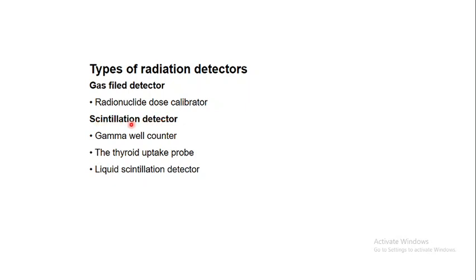Scintillation detectors have a semiconductor solid detector that, on receiving photons of energy, emits electrons. These electrons are then amplified and used for the detection and counting of radiations. Among scintillation detectors, the gamma well counter, thyroid uptake probe, and liquid scintillation detectors are used.